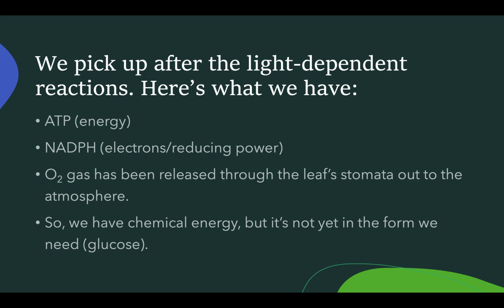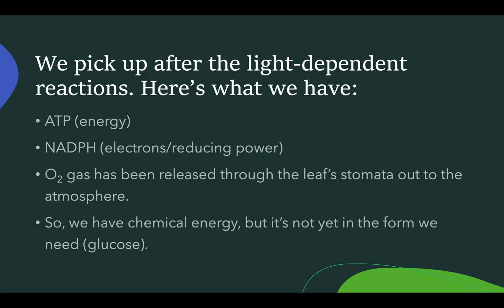We have our ATP. This is our captured chemical energy for the cell. NADPH, carrying with it its electrons or reducing power. And oxygen gas has already been released. We're not dealing with that anymore. It's been released through the leaf's stomata out into the atmosphere, where it can be used by creatures like us.